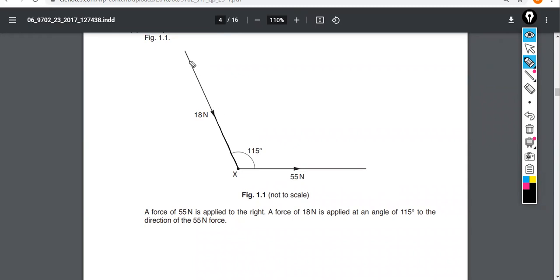So I'm just going to kind of ignore this line up here. And I'm going to connect the tail of the first to the head of the last. So the resultant is going to be something like that. Okay. So that's what it's going to look like.